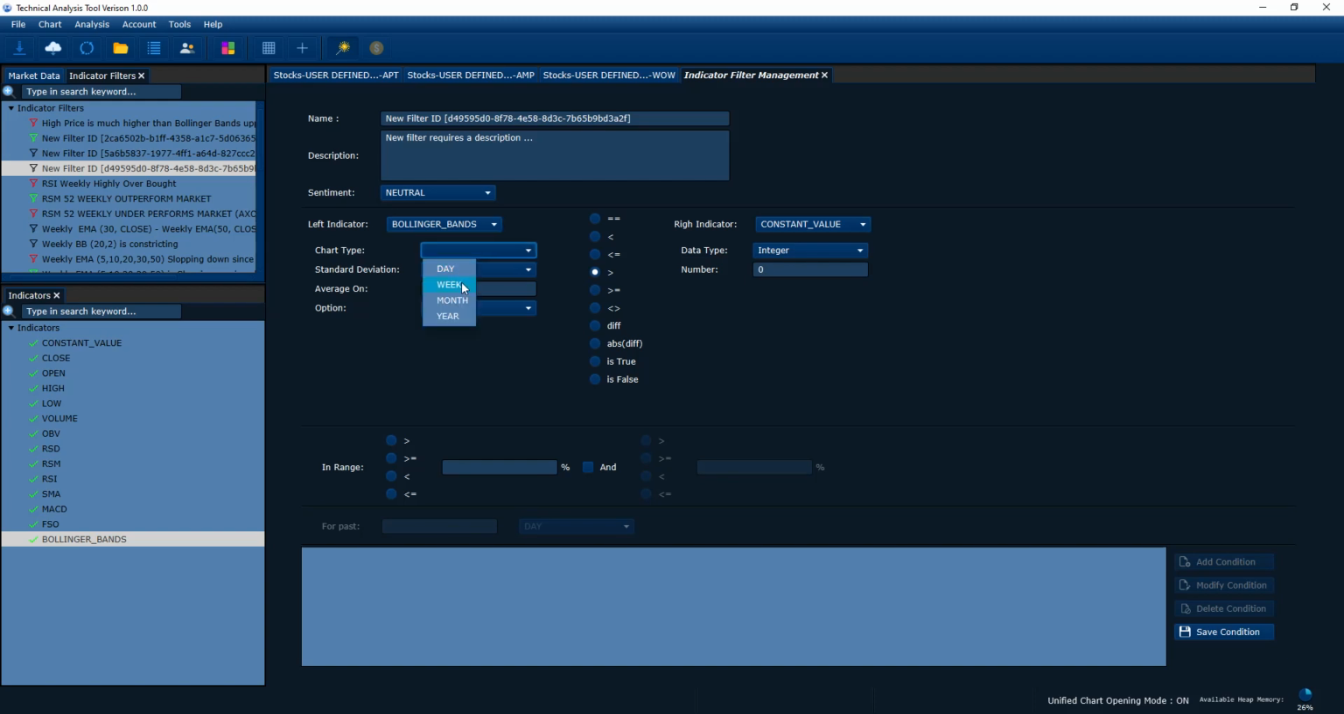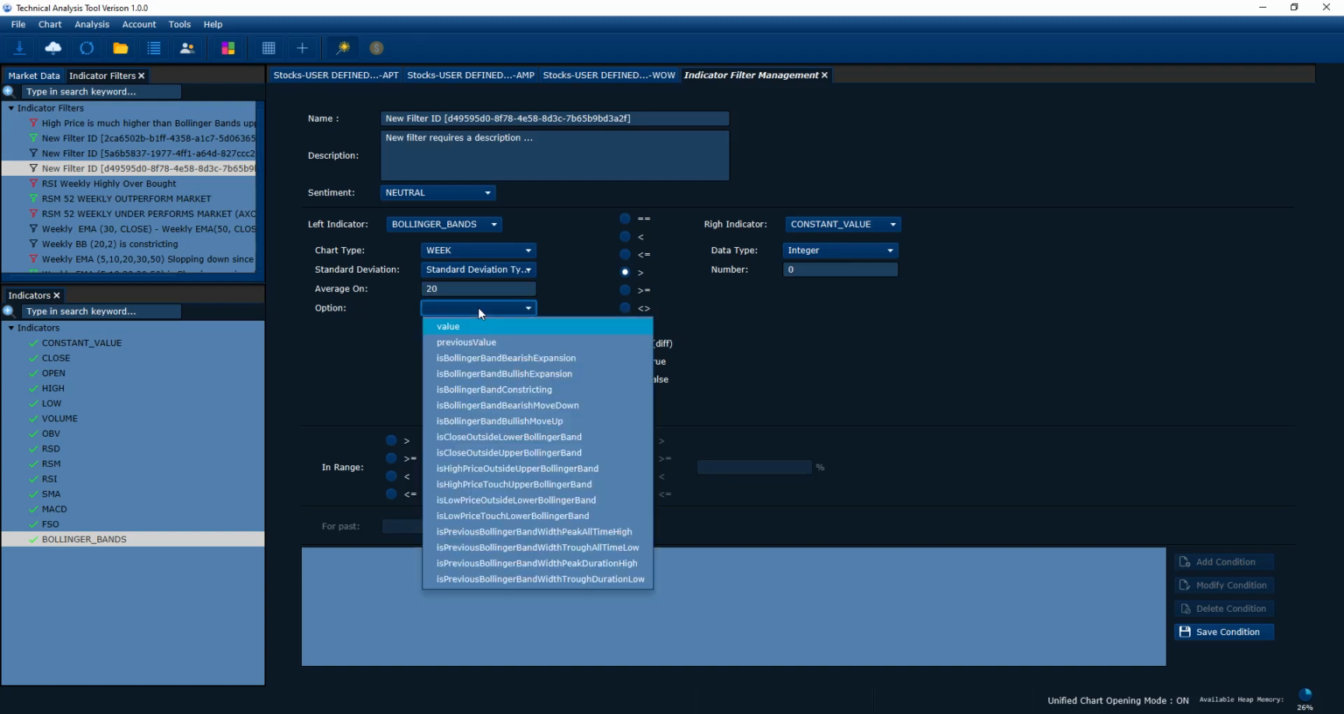So basically, we can specify weekly Bollinger Bands. We use standard deviation type 2. In the previous chart, we used the default of 20 as the average calculation base. Once we have specified all of this, as you can see, we have many functions that can be used in this filter.